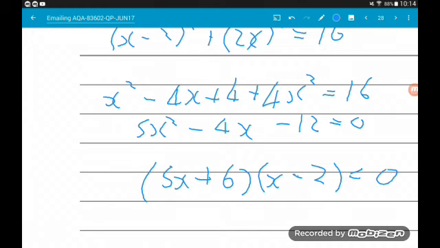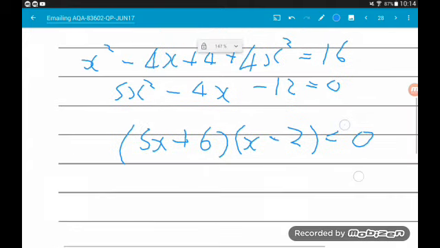If you want a nice method to factorise harder quadratics, check out my video called Factorising Harder Quadratics. It's really useful. As long as your quadratic can be factorised, it always works. So that might be worth checking out.